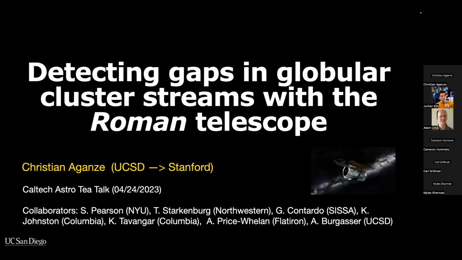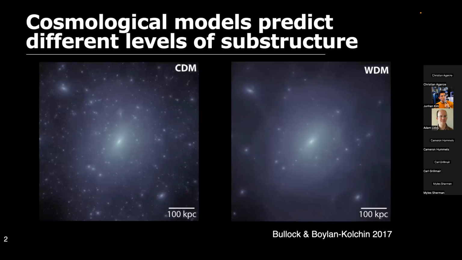Hello, thank you for having me here. As you said, my name is Christian Aganze. I am a grad student at UC San Diego. And today I'm going to be talking about a project that I'm working on mostly with Sarah Peterson and Jessica Zuckerberg, on finding gaps in streams with the Roman telescope. It's going to be a short talk.